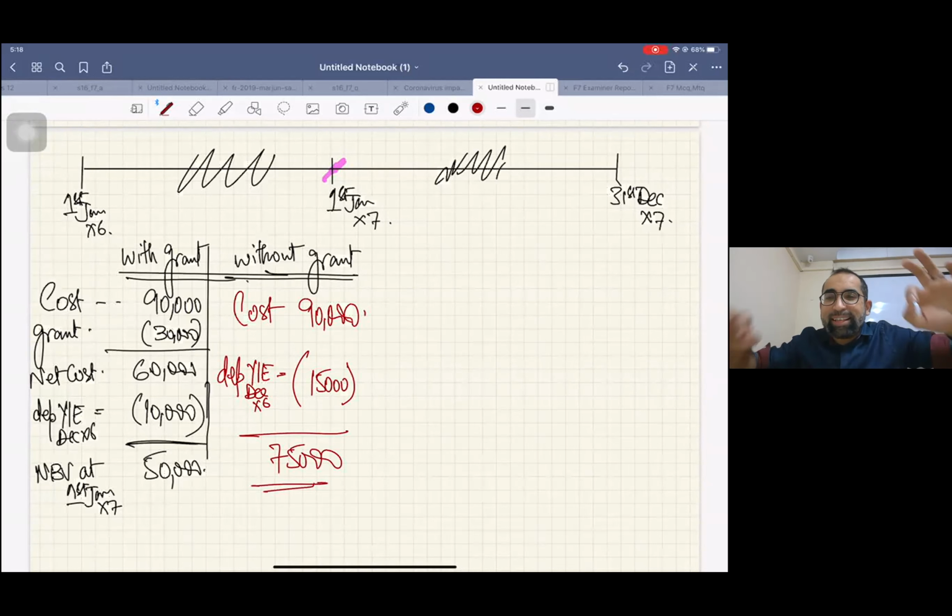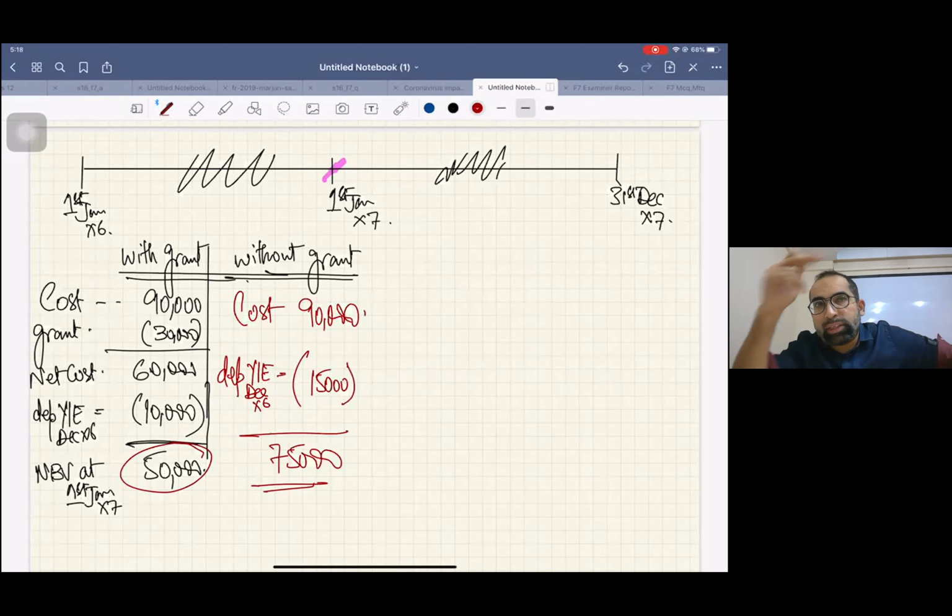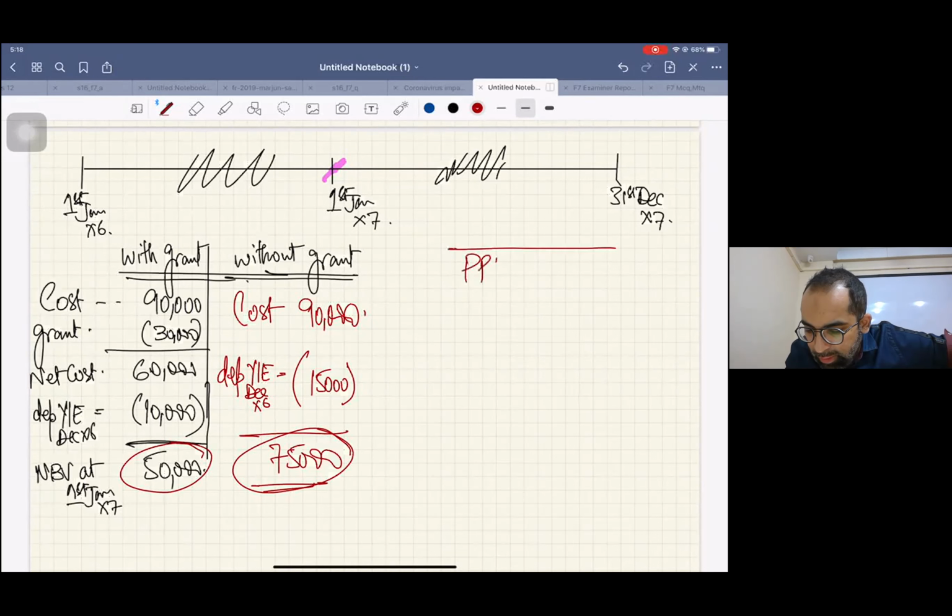Okay. So first, let's fix the first issue. There are two issues in this question. Let's fix the first issue till 1st January. Right now the NBV is 50,000. But the NBV which should have been without the grant is 75. So we need to increase the asset by 25. So we need to increase the PPE by 25,000, PPE debit 25,000.